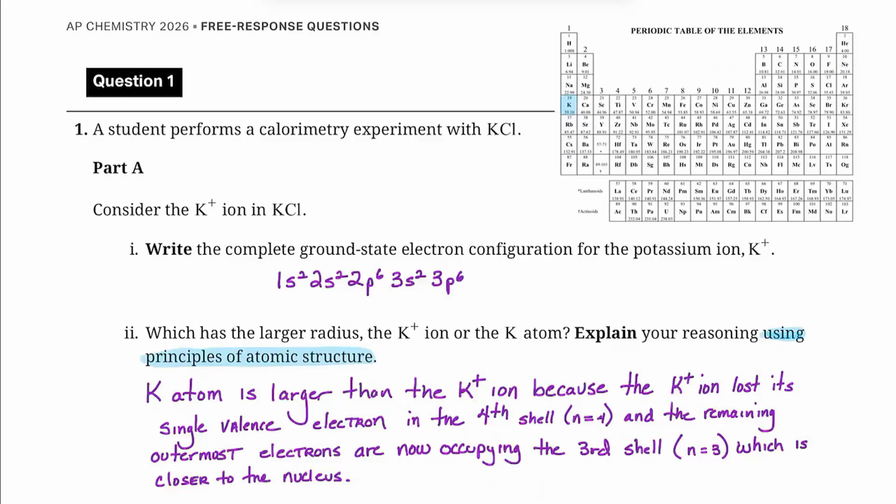Really, this is all about distance, and all you needed to answer this question was that we've got electrons that are in a third shell now by removing an electron, and this shell is closer to the nucleus, which makes the ion smaller than the atom. Okay, so I'm moving on to the next question here.